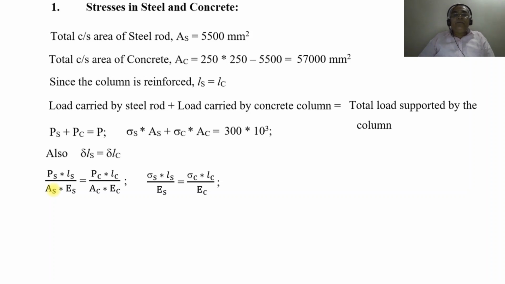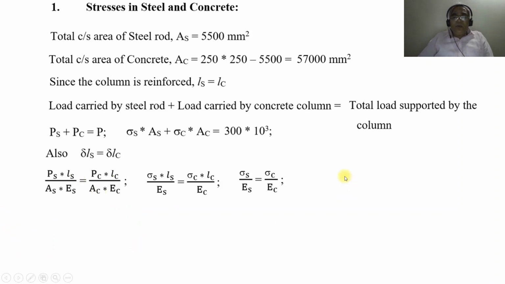Once you do that, we need to substitute the values. Here the length of the steel rod and the length of the column are going to be the same. So naturally, since LS is equal to LC, they cancel on either side, both the left hand side and the right hand side. Therefore sigma S by ES is equal to sigma C by EC.